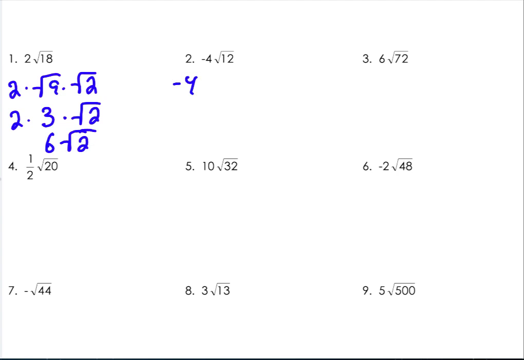Here, negative 4. 12 is negative square root of 4 times the square root of 3. Square root of 4 is 2. Times negative 4 is negative 8 square roots of 3.